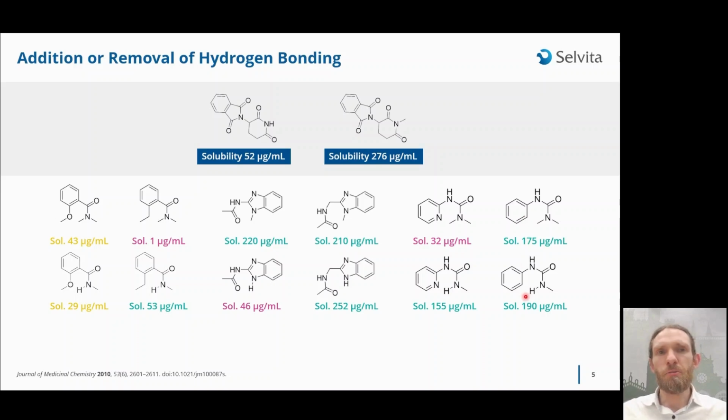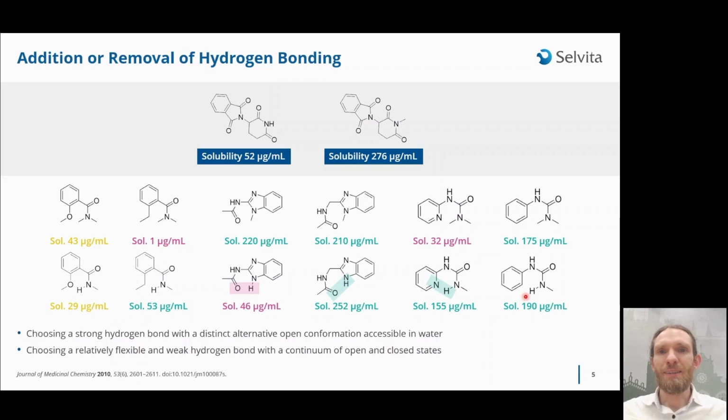So if we were to summarize the impact of intramolecular hydrogen bonds on solubility, then assuming we want to improve solubility and the overall properties of our molecule, we should choose either a strong hydrogen bond, which will facilitate an open conformation accessible to water, or a relatively flexible and weak hydrogen bond, which will facilitate a continuum of open and closed states.